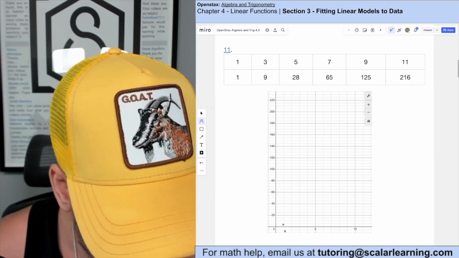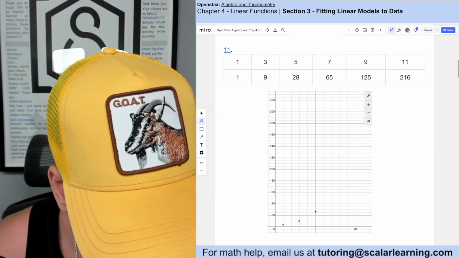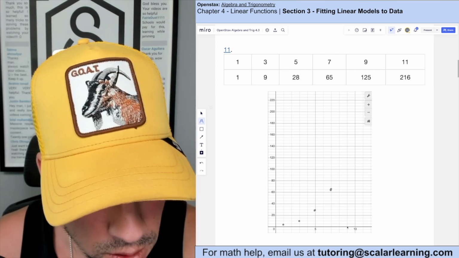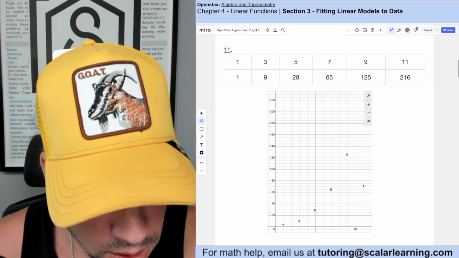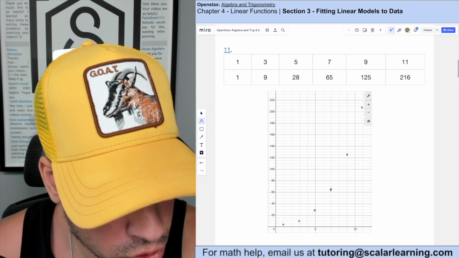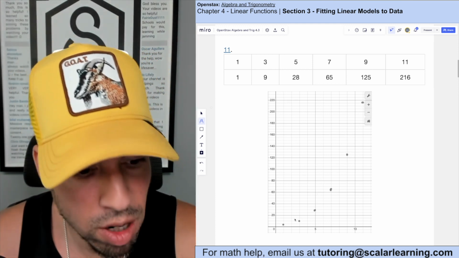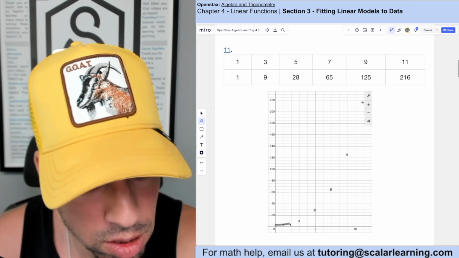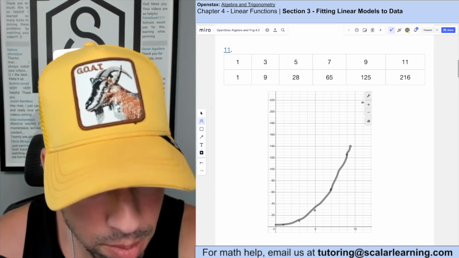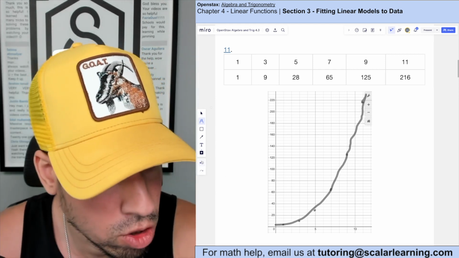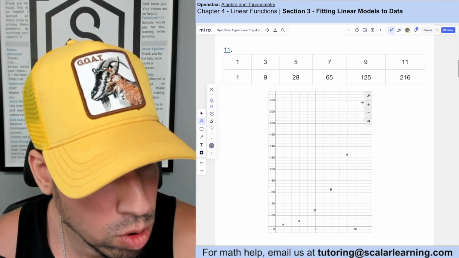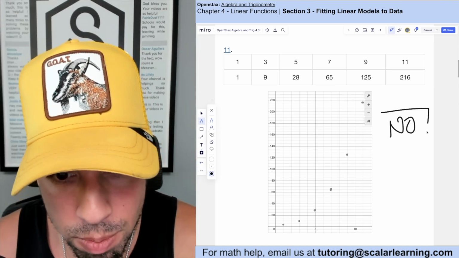Got 1, 1, 3, 9, 5, 28, 7, 65, 9, 125, and 11, 216, maybe right here. Okay, so there's a nice approximation. Again, this doesn't look linear. This again looks like a parabola perhaps, or perhaps exponential growth, like a curve. So I would say for this question, once again, the answer is no, boom, done.